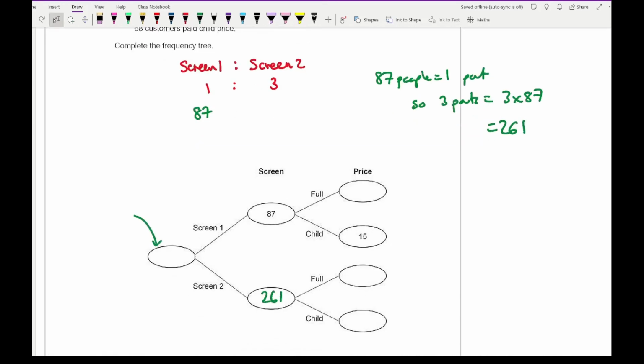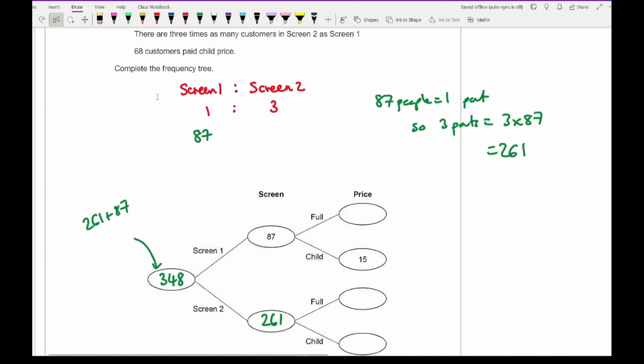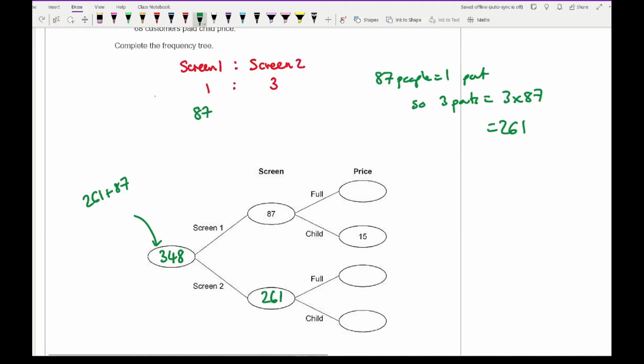So for this block here, that's the grand total, so that's going to be 261 plus 87, which gives me an answer of 348. Then it says that 68 people pay child price. Well, if 15 are in screen 1, then for screen 2, it's going to be 68 take away 15, which gives me an answer of 53.